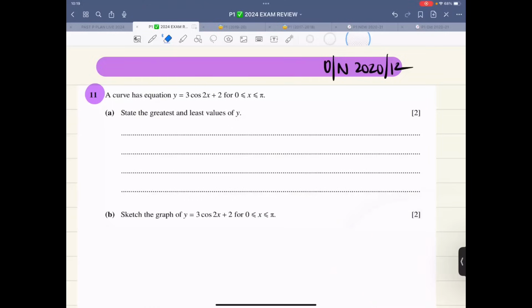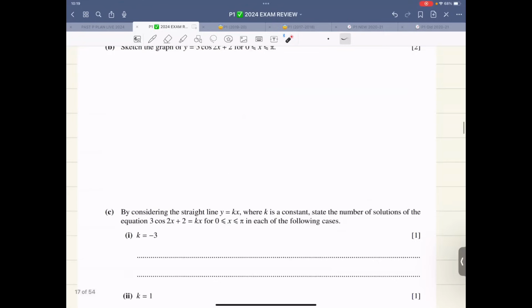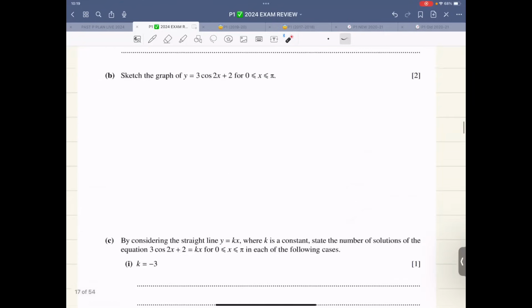So now let's look at this question. This is October-November 2020, variant 1-2. A curve has this equation, y equals 3 cosine x plus 2, where x lies between 0 and pi. State the greatest and least values of y, sketch the graph, and then there are some special parts.